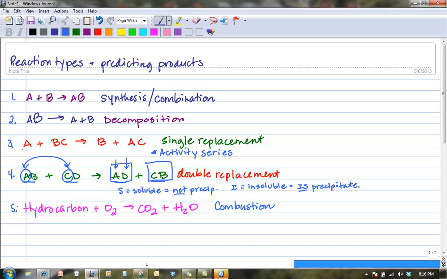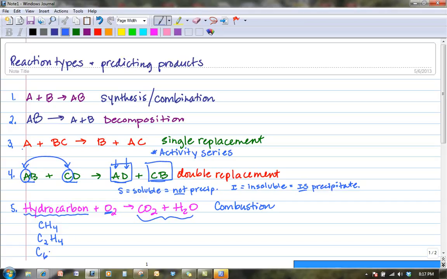The last is called a combustion reaction. In a combustion reaction, we have a new term called a hydrocarbon being added or burned in the presence of oxygen. And the two products are always carbon dioxide and water. A hydrocarbon is a compound that's made of C's and H's and sometimes O's. So methane, which is CH4, is a hydrocarbon, or C2H4 is also an example of a hydrocarbon.